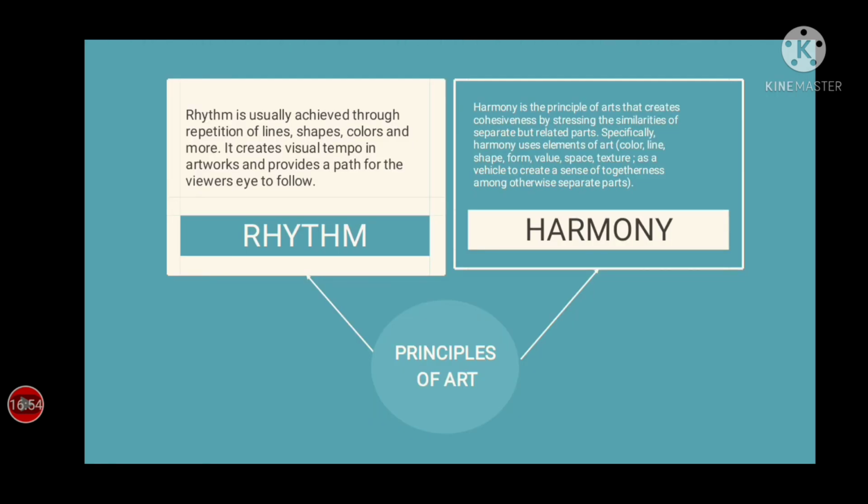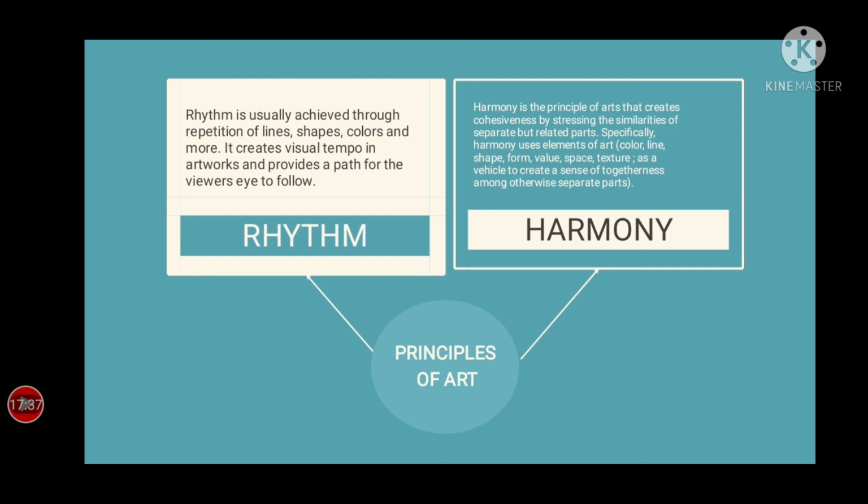So, again, principles of art. Rhythm is usually achieved through repetition of line, shape, and more. It creates visual tempo in artworks and provides a path for the viewer's eye to follow. Rhythm is not only in music, but also in art. It gives tempo, it gives repetition. That is what rhythm is. In music, it is the repetition of sound and silence, the beat. But in art, it is the repetition of lines, shapes, colors, and more.